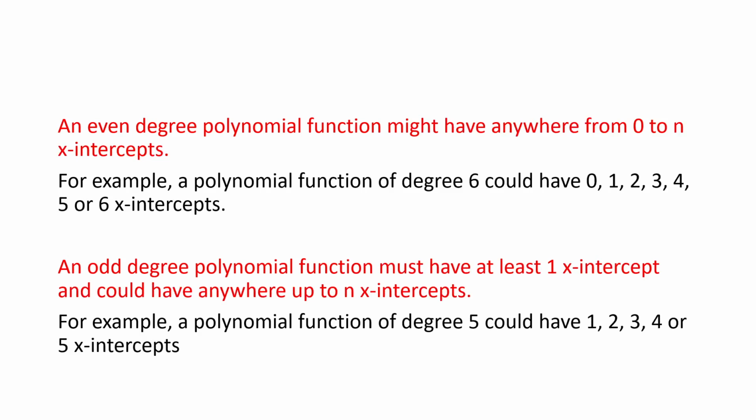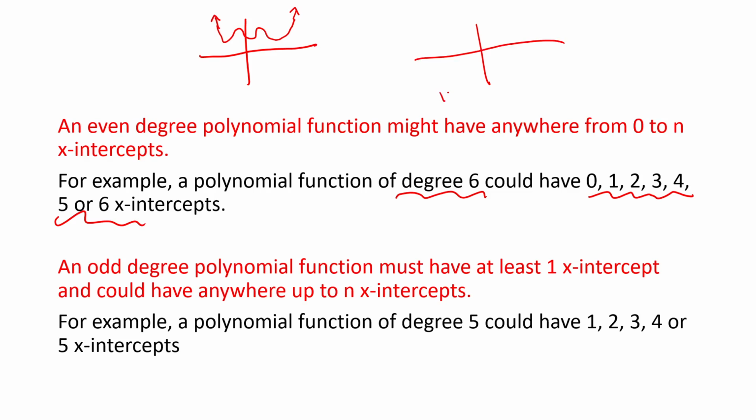An even degree polynomial function might have anywhere from 0 to n x-intercepts. So for example, if I say I have a polynomial function of degree 6, there might be 0, 1, 2, 3, 4, 5, or 6 x-intercepts. Now you might say, my gosh, how could there be 0 x-intercepts? Well, remember, our end behavior, if it's an even degree polynomial function, could look like this. And if it does, it's possible for us to have turning points and never cross the x-axis. Or even if the end behavior is down here, even if there are turning points, it's possible for there to be no x-intercepts. Okay?